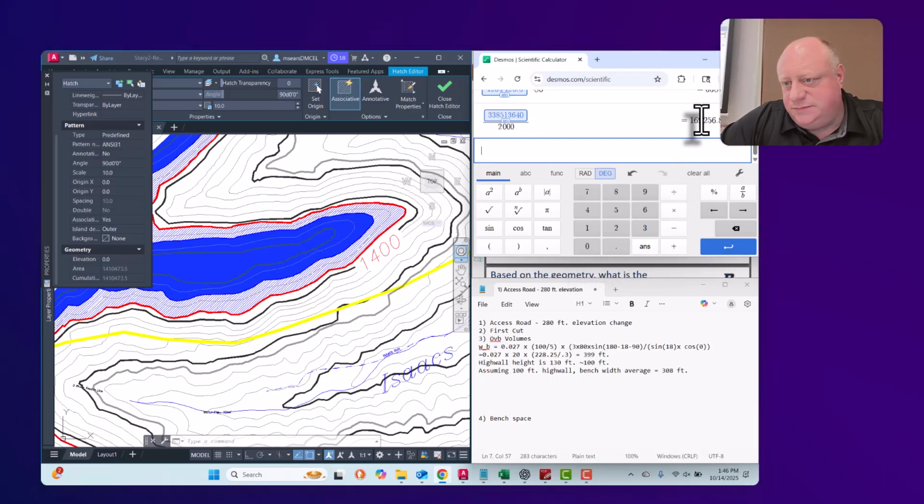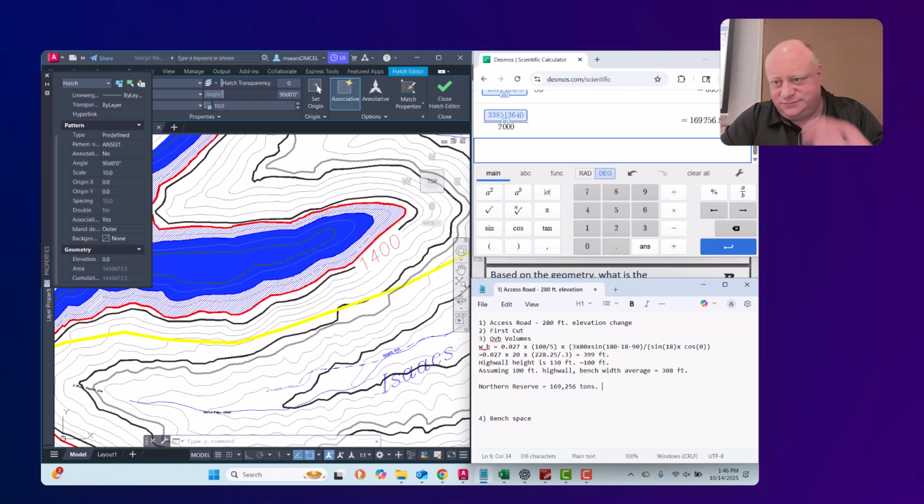So there it is. Almost 170,000 tons that's left to be mined in the Northern Reserve. So I know we're talking about overburden calculations, but we've got this part already calculated now. So Northern Reserve, 169,000 tons, or 7 if you want to round up.